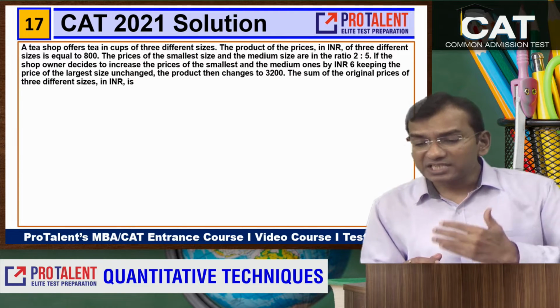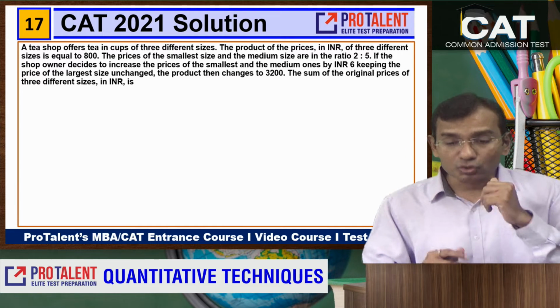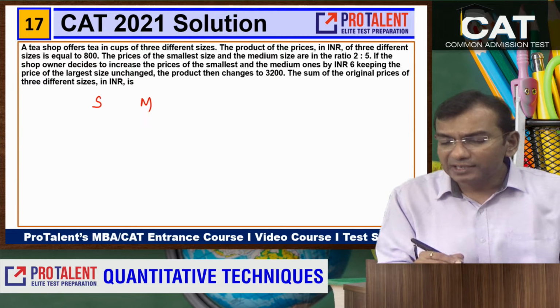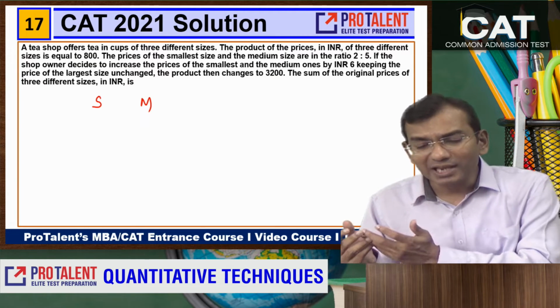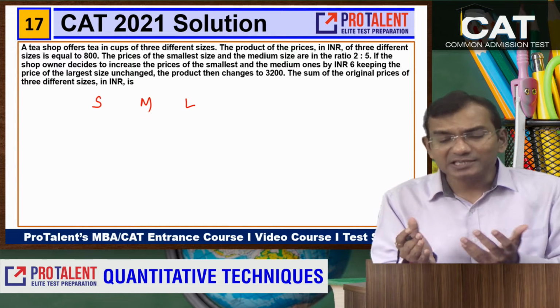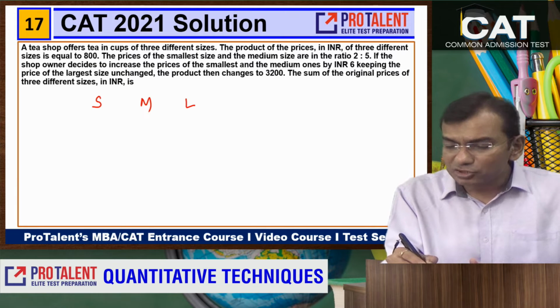Okay, the prices of smallest size and medium size are in the ratio of 2:5. So I'm sure the three sizes are small, medium, and we will assume it to be large size. Yes or no? So small, medium, and large, their price is given as S, M, and L. Okay, this is in the ratio of 2x.